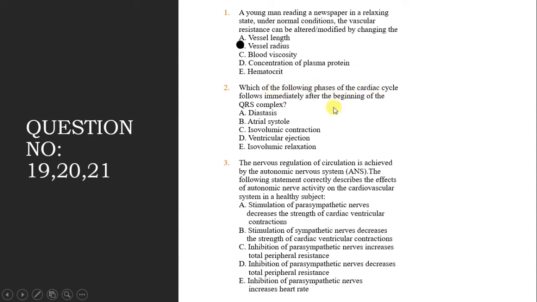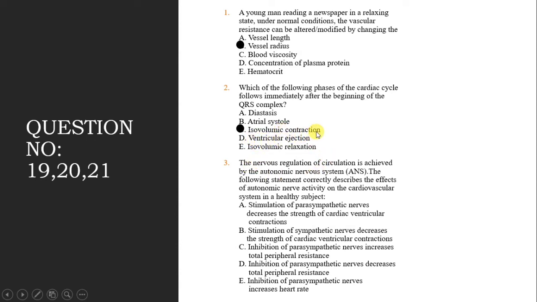Which of the following phases of the cardiac cycle follows immediately after the beginning of the QRS complex? Diastasis, atrial systole, isovolumetric contraction, ventricular ejection, isovolumetric relaxation. So we need to see what the QRS complex basically represents in the ECG. The QRS complex represents the ventricular systole or ventricular contraction. So when there is a ventricular contraction, the first step is the isovolumetric contraction of the ventricles.